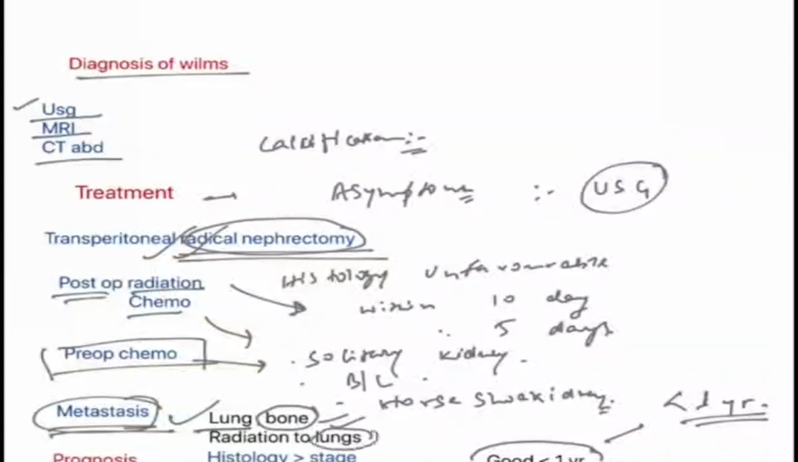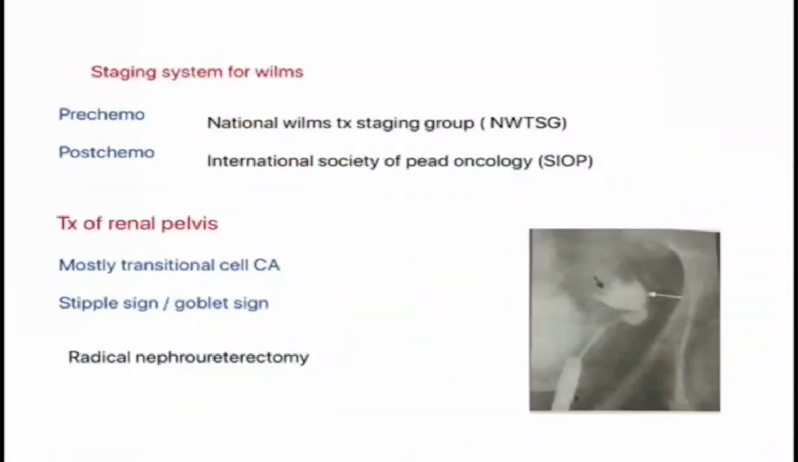Metastasis can also be present. Most commonly it is to the lungs, and after that it is to the bone. When the lungs have metastasis, then lung irradiation can be done for lung mets. Prognosis of Wilms tumor depends more on histology than stage. So the most important prognostic factor is histology.